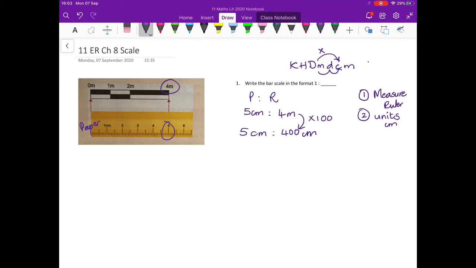5 centimeters to 400 centimeters. My units are the same. Now I'm going to make sure that I get 1 to something. And how do we do that? Well, if I divide by 5 centimeters, that will cancel, and I will now have 1 to, what I do to the one side, I do to the other, 5 centimeters. If I cancel like that, I get a scale of 1 to 80, which means for every 1 centimeter on my book or on the plan or on paper, I have 80 centimeters in reality.